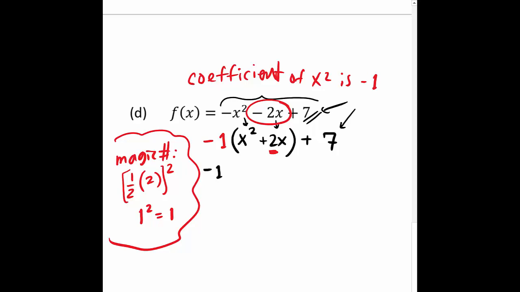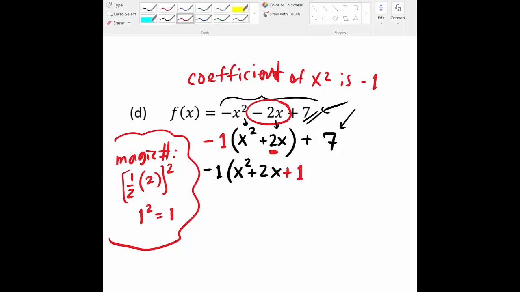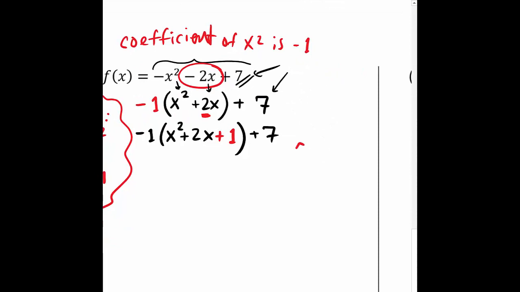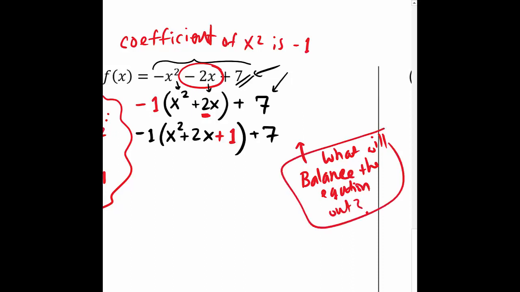Okay, now the next step, like it says, you want to be careful here. This is the first time we've had to do all this. Like it says, I'm going to add the magic number inside the parentheses with the variable terms, but I'm supposed to put something at the end to balance it out. So I need something here that'll balance out the equation. I have to ask myself, what will balance the equation out? Before, we said, look, here I'm adding 1, so here I'll subtract 1.